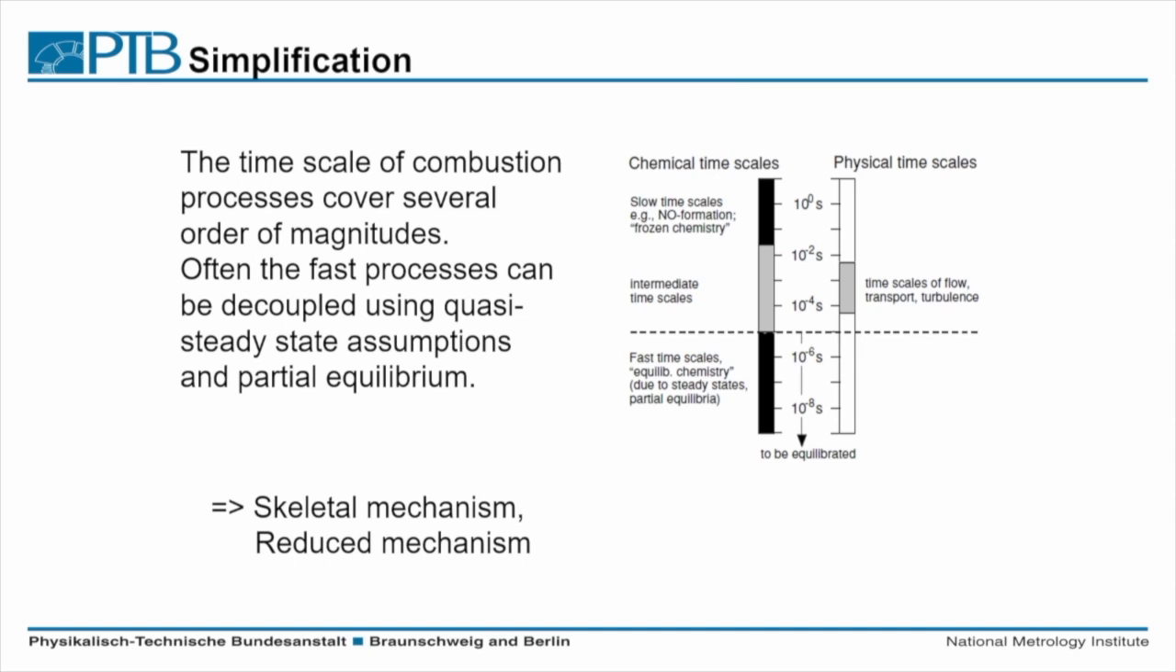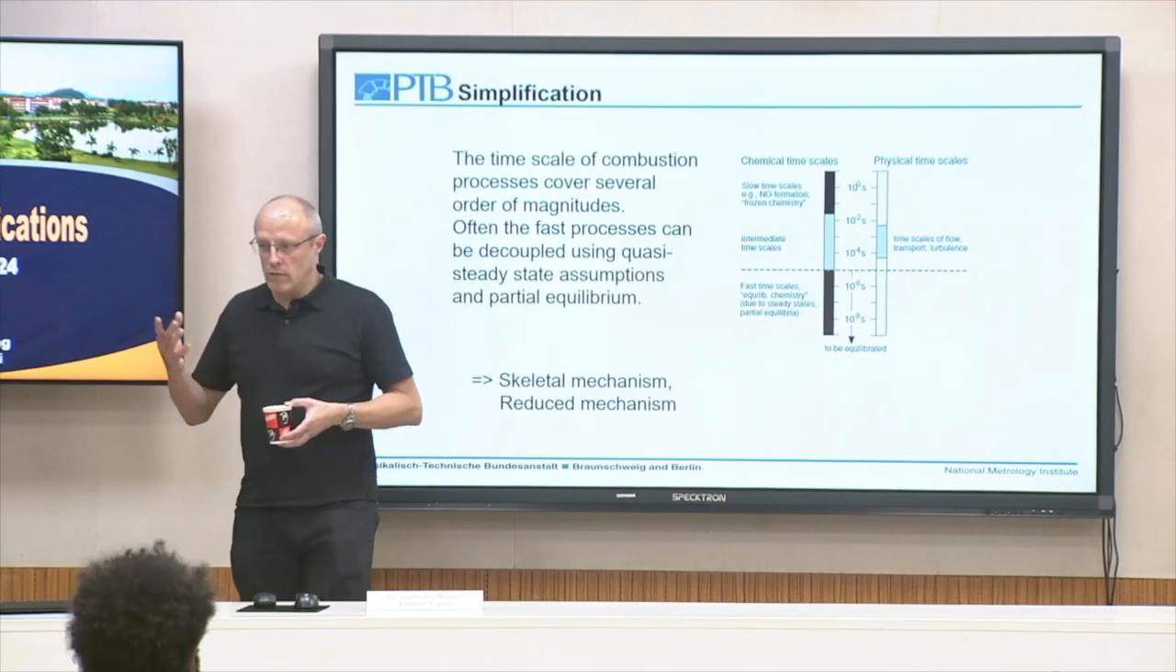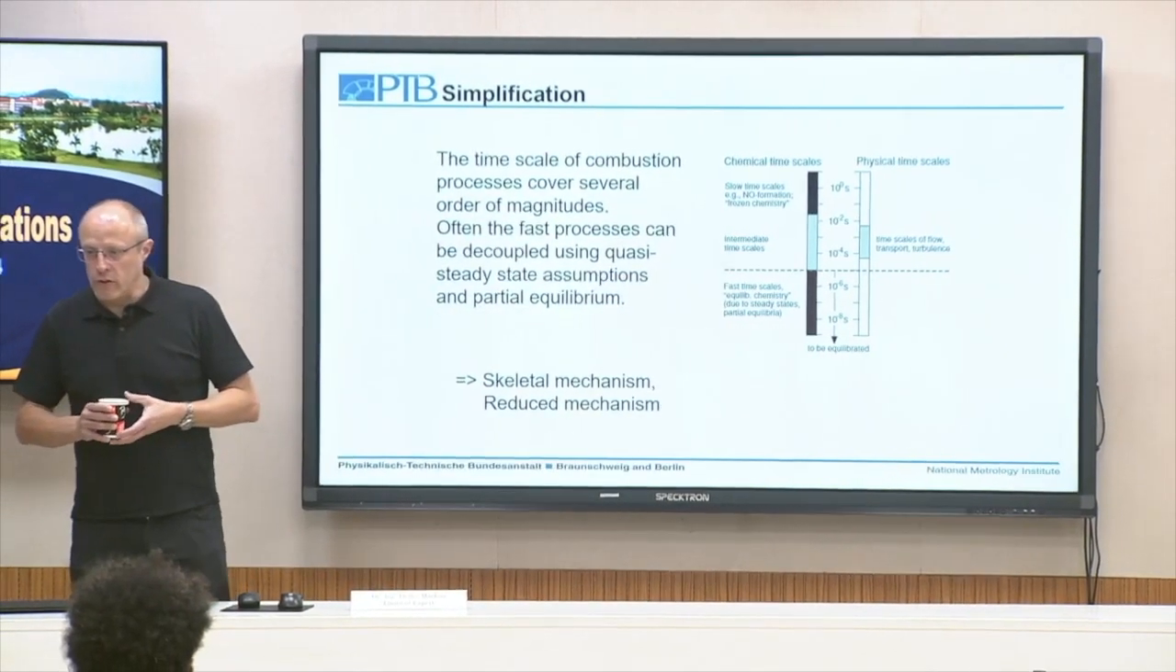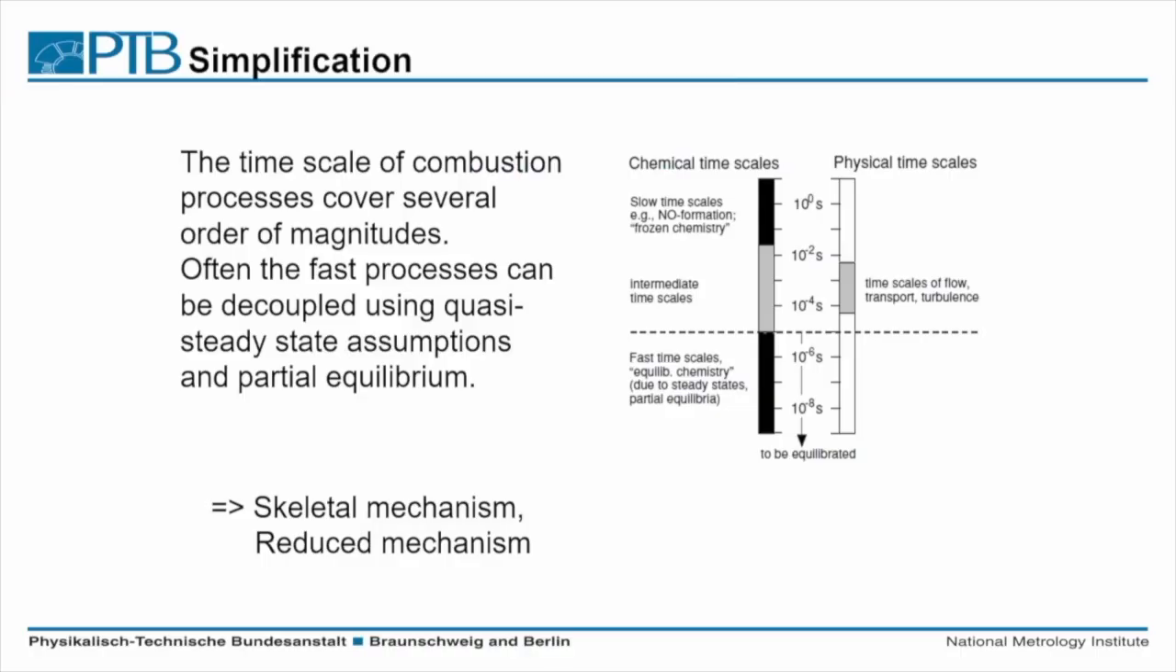Another simplification is when we look at the time scales we consider. So we are talking about turbulent reacting flows. We have our physical time scales, so convection, flow, transport, and so on. And then we have our chemical time scales. So we have a range of seconds. We have our slow chemistry.